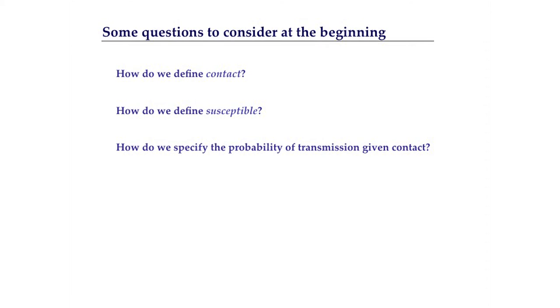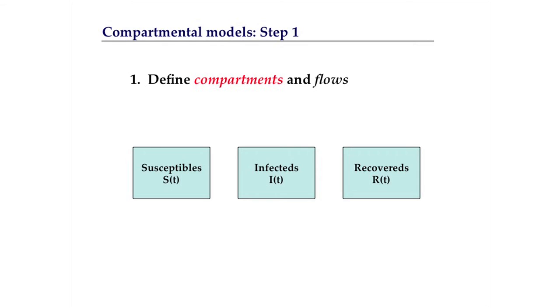So in building a model, the first questions are: how do we define contact? How do we define susceptibility? And how do we define the probability of transmission? Those are all things touched upon on the last slide. Now, in creating a model, you can think about susceptibles, infected, and recovered. This is a more general model than one for HIV, and for most HIV transmission models, there is no category of recovery.